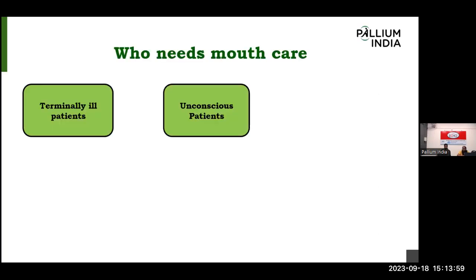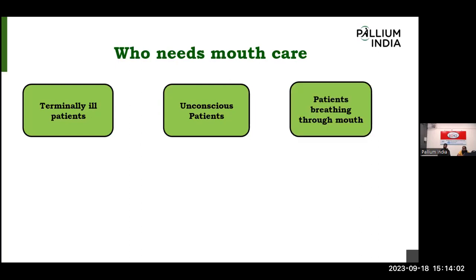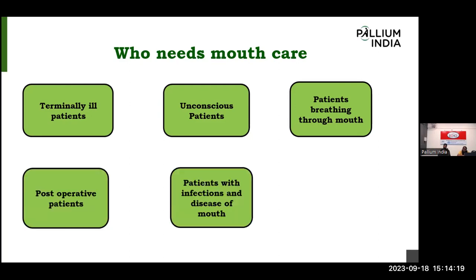Terminally ill patients, unconscious patients, and patients breathing through the mouth. Terminally ill patients and unconscious patients usually breathe through the mouth, so those patients can develop dry mouth easily. So this kind of patient needs more frequent mouth care. And post-operative patients, patients with infections and diseases of the mouth, head and neck cancers. Just imagine a buccal mucosa lesion. Definitely the patient needs frequent mouth care, because there will be a lot of foul smell and a lot of secretions in that oral cavity. So we need to provide more frequent mouth care.